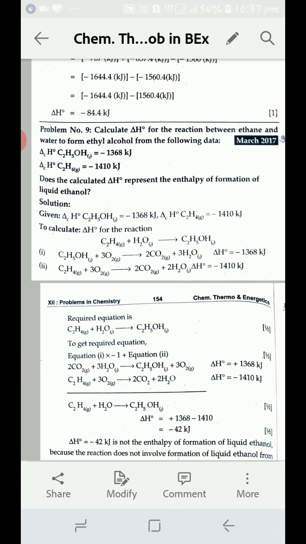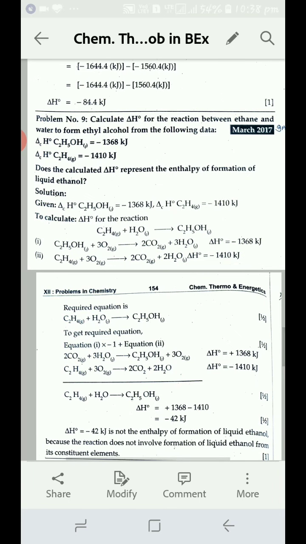So minus 42 kilojoule is not the enthalpy of formation of liquid ethanol, because the reaction does not involve formation of liquid ethanol from its constituent elements.